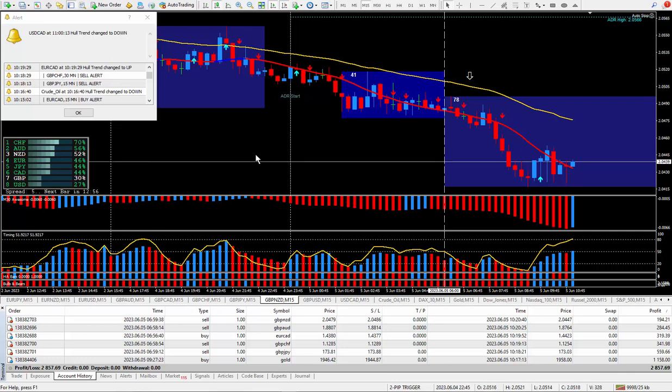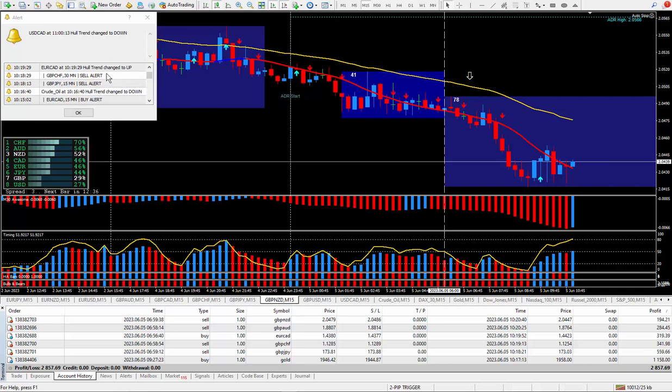I'm back again today with another 6 trades. Today's date is June the 5th and I'm using my new PIP Trigger trading system. This system uses a couple of moving averages on the top. One of them is the Hull moving average.